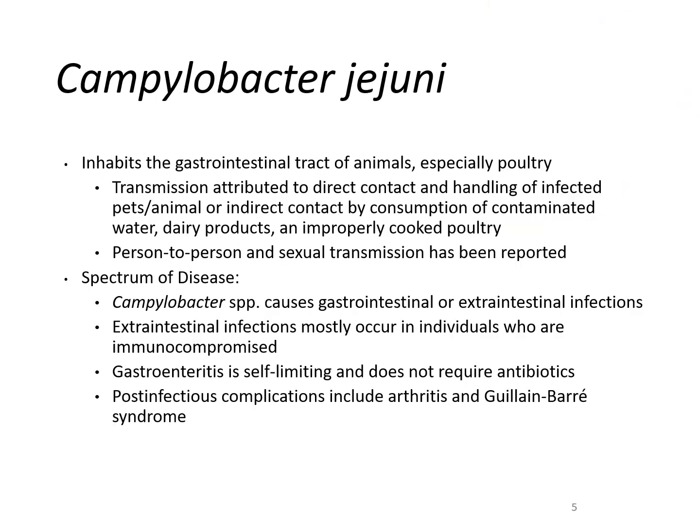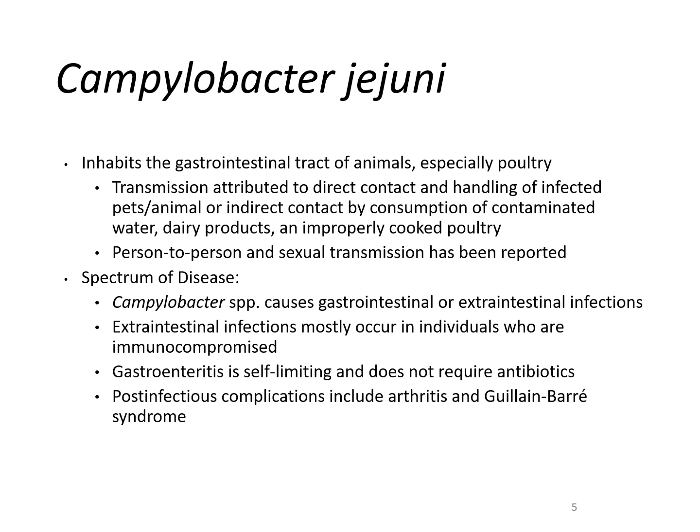Campylobacter jejuni is found within the gastrointestinal tract of animals, especially poultry. It's transmitted through direct contact by handling infected pets or animals, or through indirect contact through consumption of anything that's contaminated with this organism, like water, dairy products, or improperly cooked poultry. There have been reports of person-to-person or sexually transmitted infections. The Campylobacter species causes gastrointestinal or extraintestinal infections.